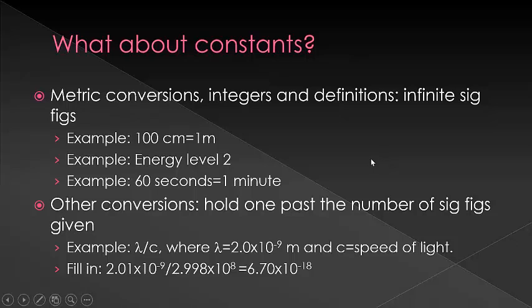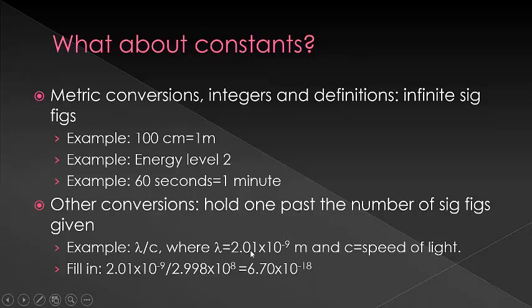Now, there's another situation where we actually do have to fill in numbers. So for instance, if I give you a problem where you need to take lambda over the speed of light, and I give you lambda, and I say that lambda is 2.0 times 10 to the negative 9th meters. Okay, so you fill this into here, and you look at C, and you say, okay, well, I could look up C to a large number of significant figures. How accurate do I need to be? And the answer to that is as accurate as what the problem demands.